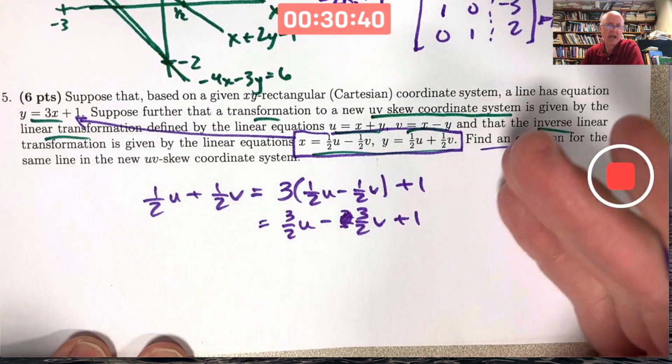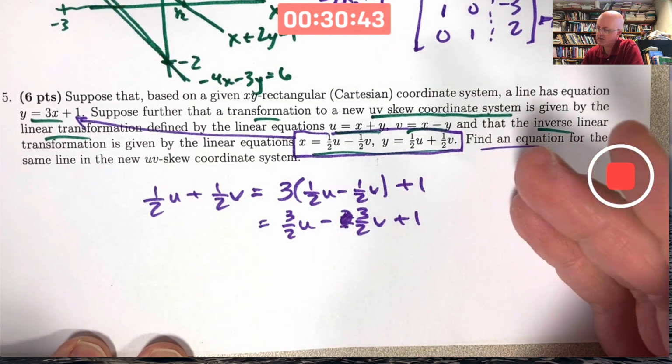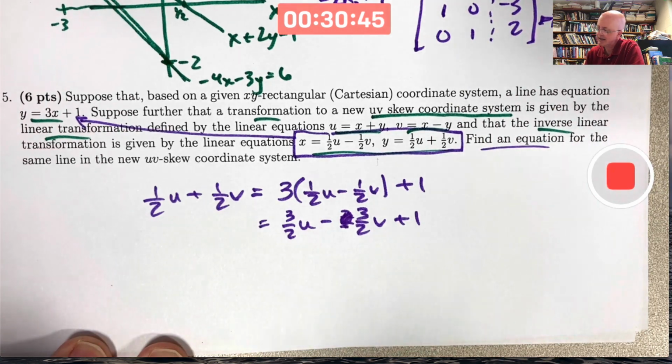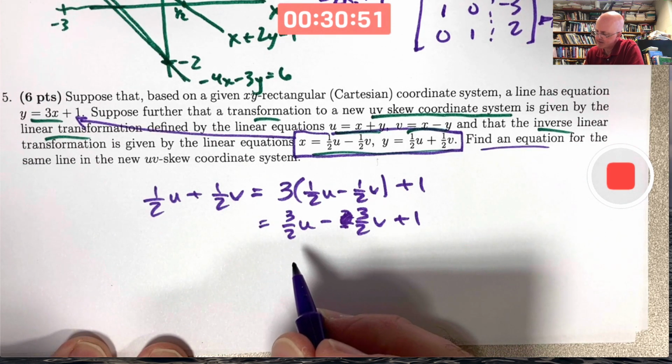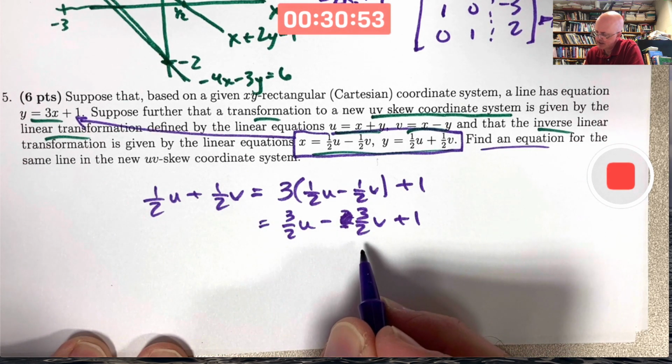And by the way, I'm not saying geometrically what's going on with this transformation. I think it is, looking at it, some sort of combination of a rotation and a dilation geometrically. Let's solve for v as a function of u. So let's add 3v to both sides.